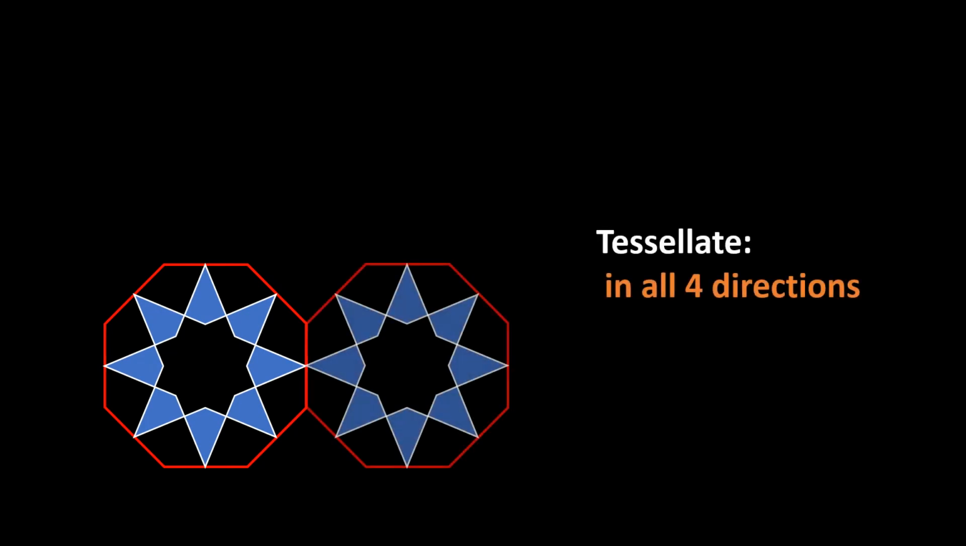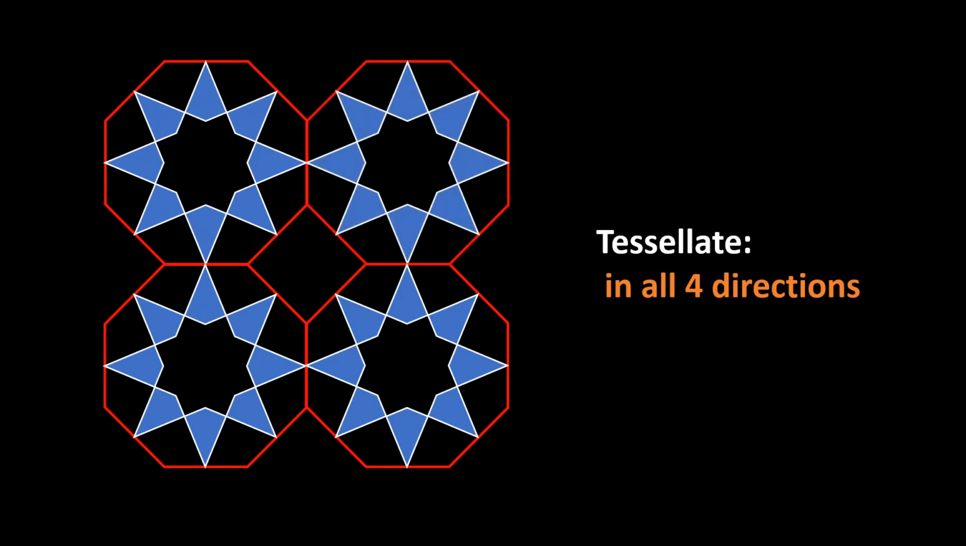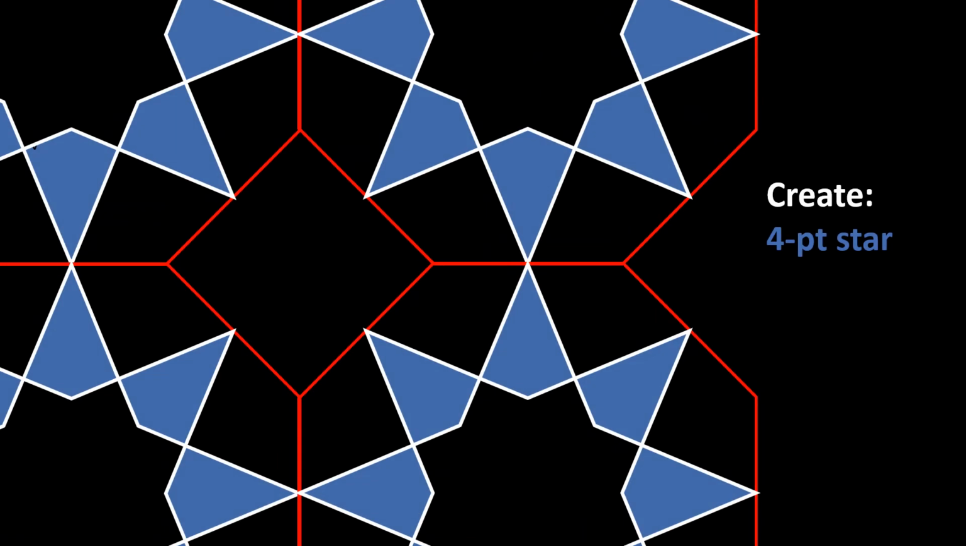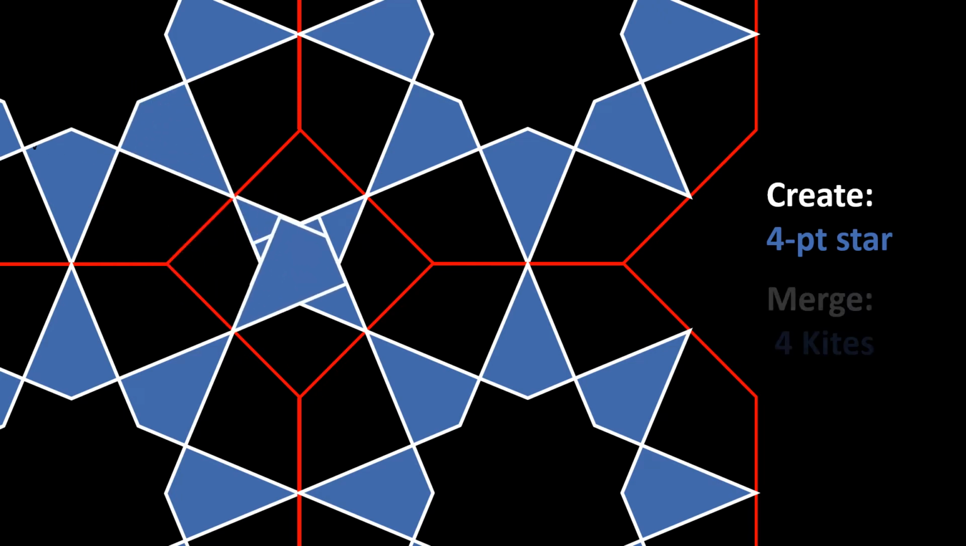Let's tessellate this in all 4 directions to see a square being formed at the intersection of 4 octagons. Let's create a 4-pointed star. From each octagon, we will rotate one kite that touches the square by 180 degrees. In simple words, let's flip the kites on its edge. Next, we will merge these 4 kites to form our 4-pointed star.